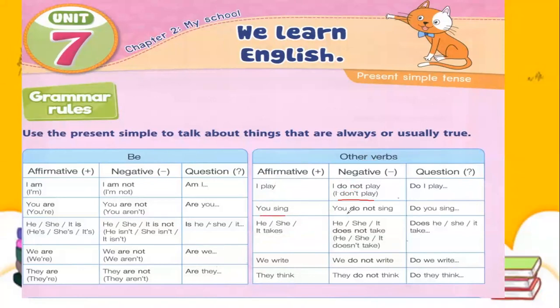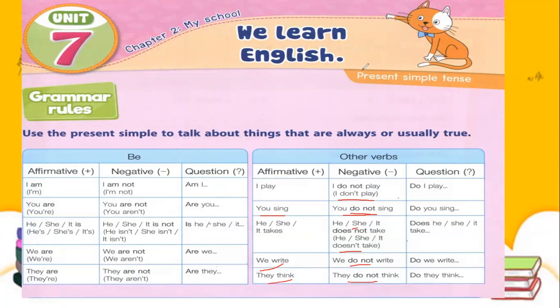Then you sing, you do not sing. So do not, we are going to use for the negative sense. Okay. Similar, he, she, it takes. So he does not take or she does not take. It does not take. In the short form, we say he doesn't take. Either she doesn't take. It doesn't take. Then affirmative sentence, we write. So negative would be we do not write. They think. They do not think.